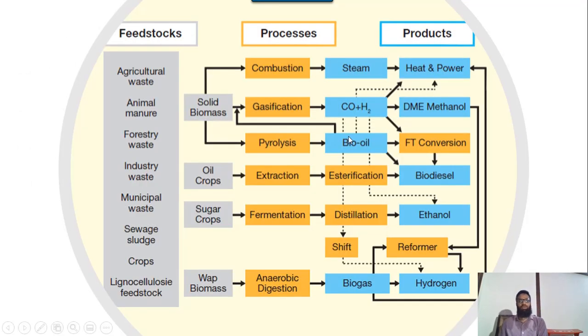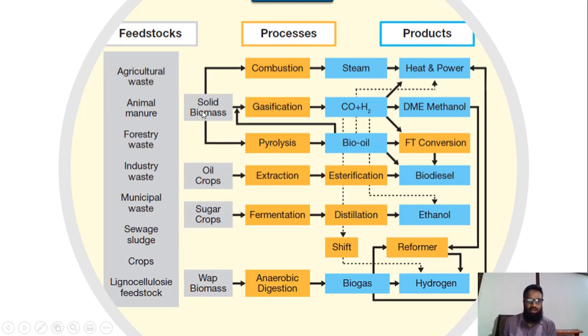The basic process to produce heat or electricity from biomass is shown in this figure. We have different kinds of sources available: agriculture waste, animal manure, forestry waste, industrial waste, municipal waste, sewage, crops, etc. And this is basically solid waste, and we use this solid waste by a process known as combustion, and this combustion will produce heat, and this heat will produce steam, and then this steam is used for heating and for power applications.